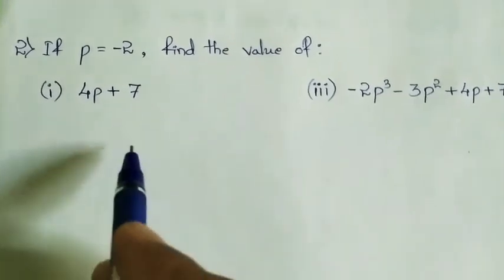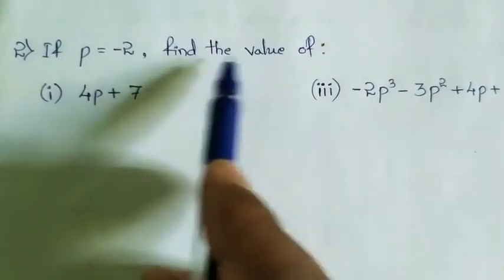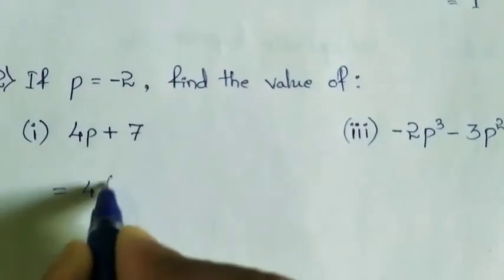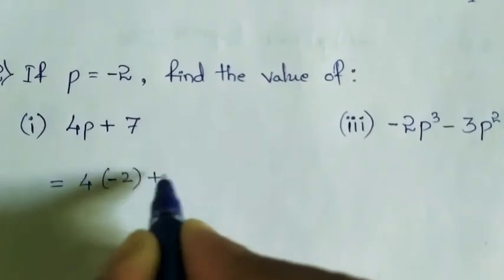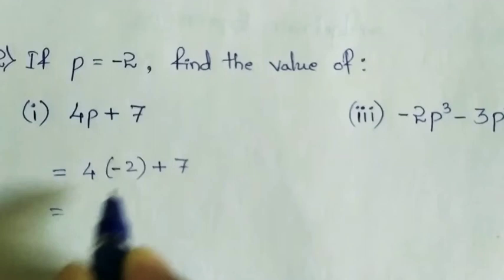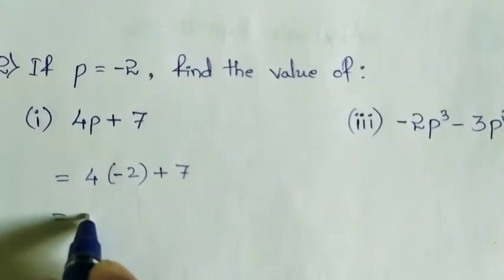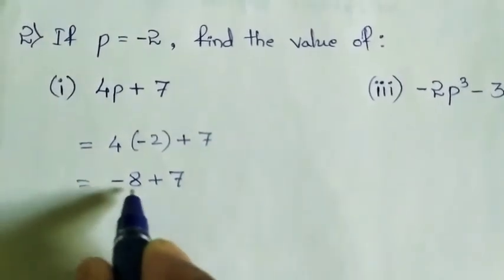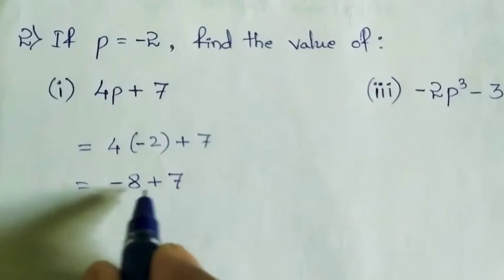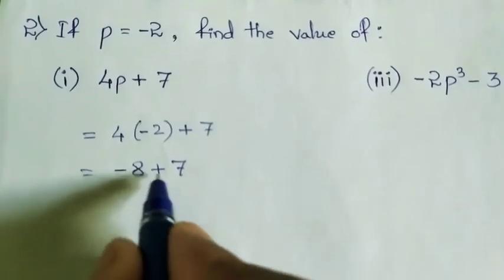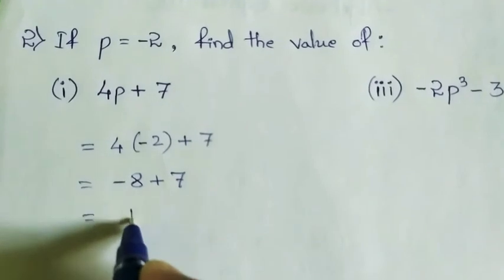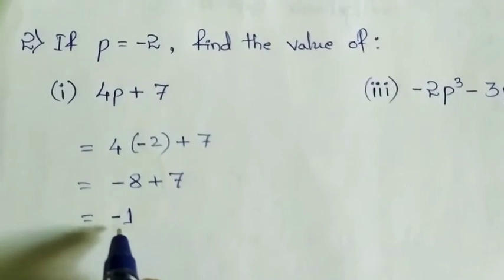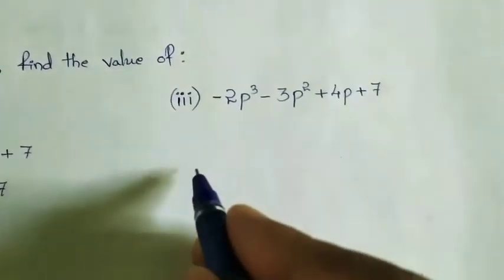Next, in the second main question, they gave the p value as -2. Find the value of. Here 4p plus 7 means 4 into -2 plus 7. 4 twos are 8. 8 into minus, so it will be -8 plus 7. Here there are opposite signs. Whenever there are opposite signs, we have to do the subtraction and then put the bigger sign. So 8 minus 7 will be 1, and the bigger sign, the greater sign, will be minus, so -1. So our answer is -1. The second one is for practice.